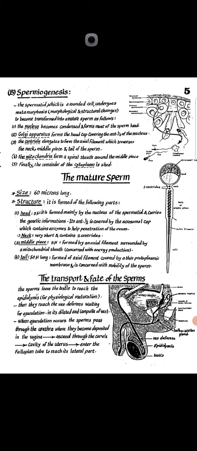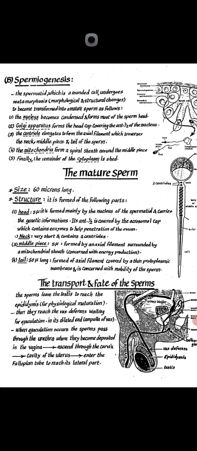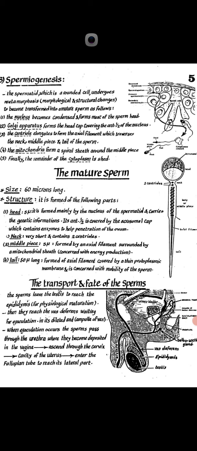The head of the mature sperm is 5 micron long. It is formed mainly by the nucleus of the spermatid and carries the genetic information. Its anterior half is covered by an acrosomal cap, which contains acrosomal enzymes to help penetration of the ovum.